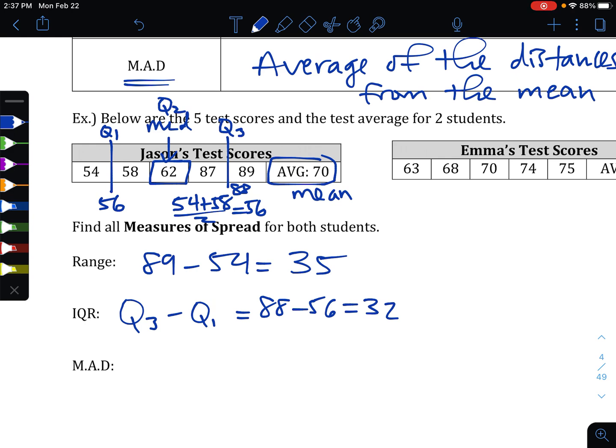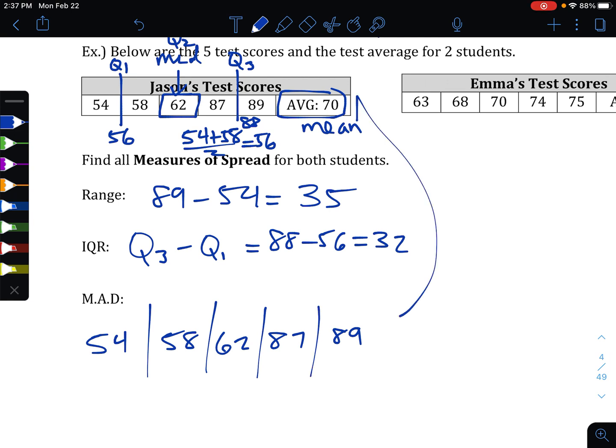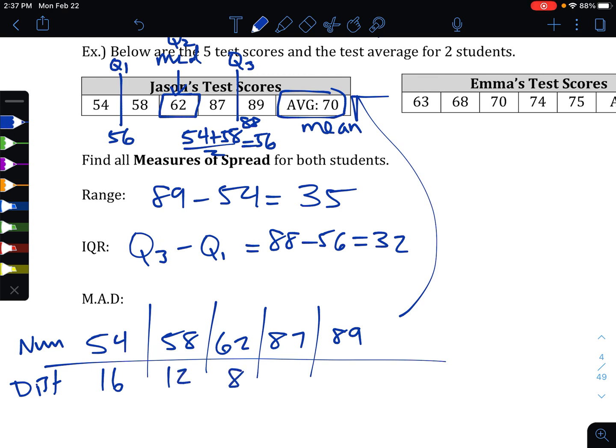Now, for the MAD, this is where things get a little bit more complicated. So I'm going to take all the numbers and write them down. 54, 58, 62, 87, 89. What we have to do is figure out how far each one is from 70. And we're going to use only positive distances. So these are the numbers, and then these are their distances underneath. From 70, positive distances only, it'd be 16 away for 54, 12 away for 58, 8 away for 62, and then 17 away for 87, 19 away for 89.